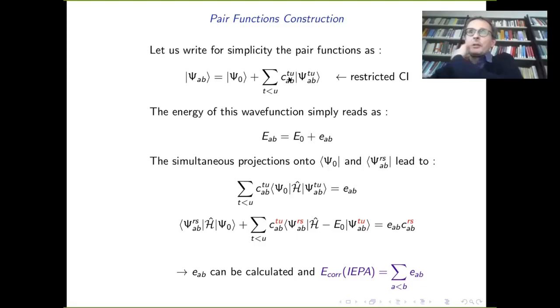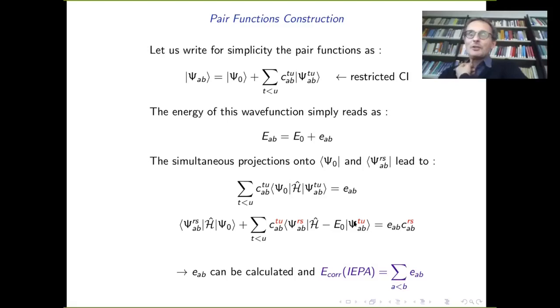If you go through that, using the standard strategy that we have used many times, the projection of psi onto the reference and the double excitation, you get a set of equations that can be solved, and evaluate through this strategy the so-called correlation energy in the context of the independent electron pair approximation by summing up all these contributions E_AB.